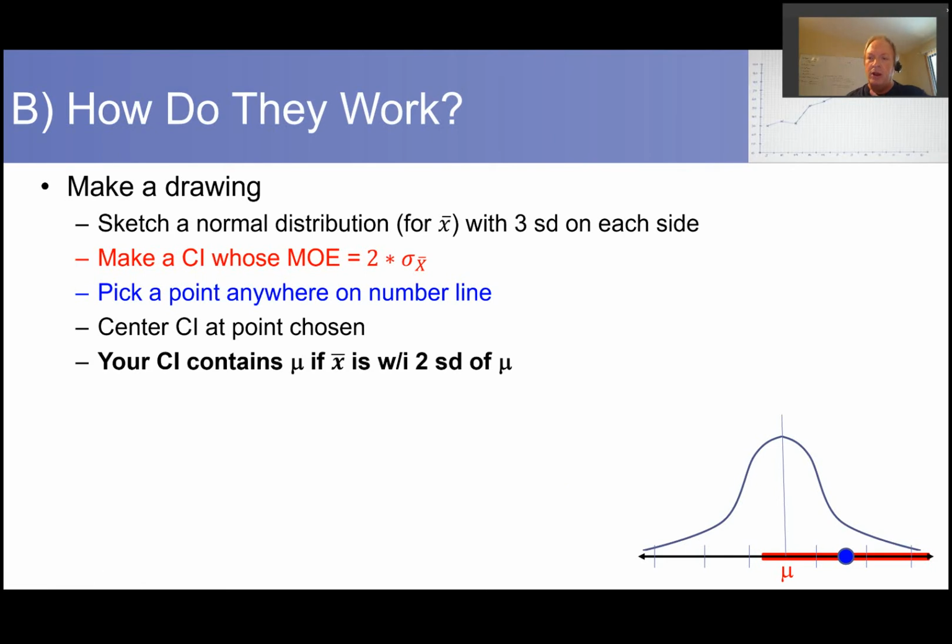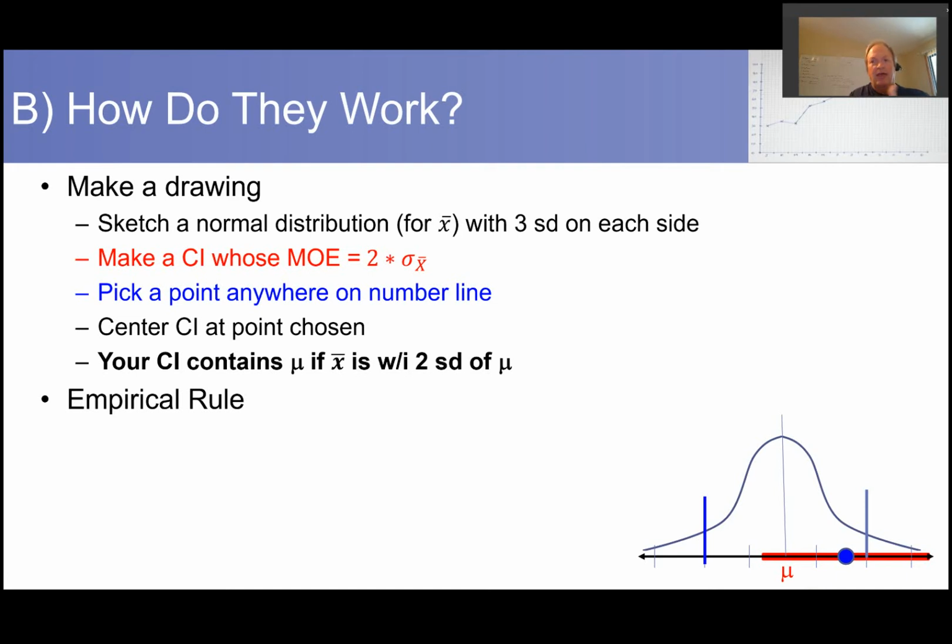And here's what we want to note. Your confidence interval will contain the population mean if the sample mean you chose is within 2 standard deviations of the population mean. So for any x bar chosen in this region right here, the confidence interval will contain the population mean.